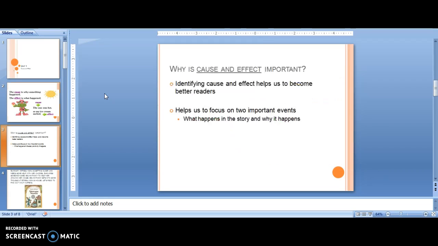So we want to know, why is cause and effect important? Identifying cause and effect helps us to become better readers. It helps us to focus on two important events: what happens in the story and why it happens.